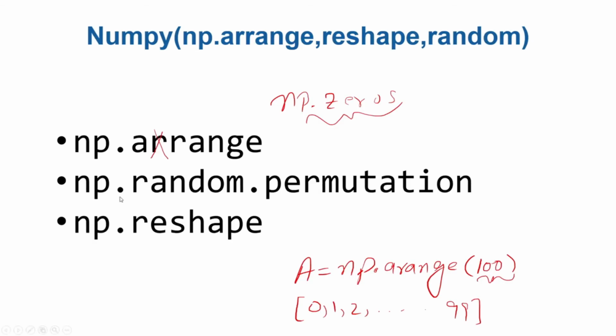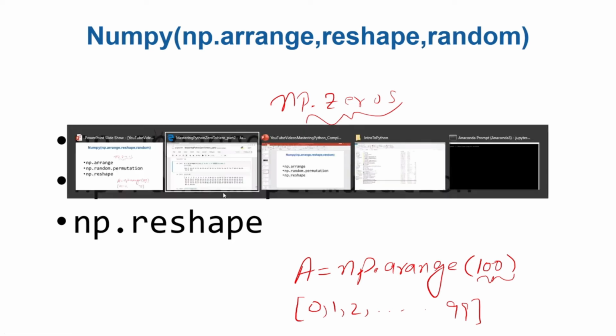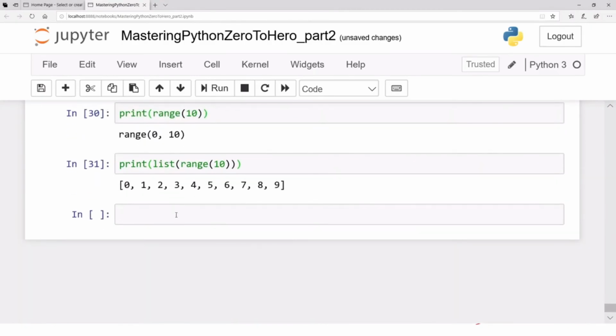Okay, next let's discuss np.random.permutation. np is a package that has a lot of sub-packages inside. random is a package, and random has a lot of modules. One module is permutation. There are a lot of other modules. So let's see what it does.